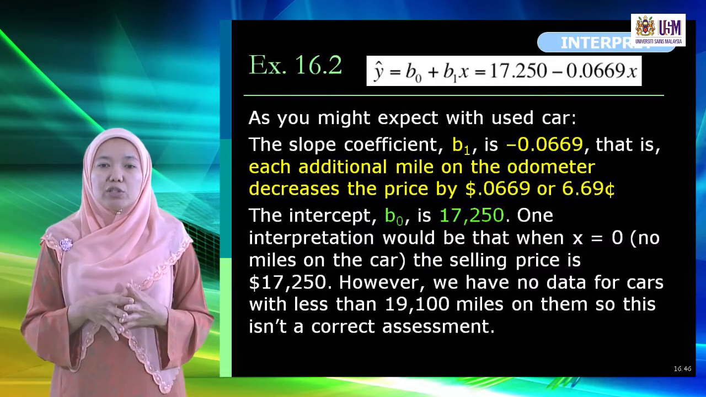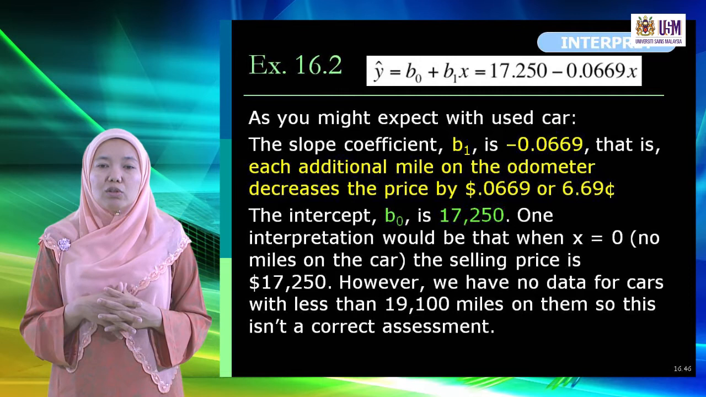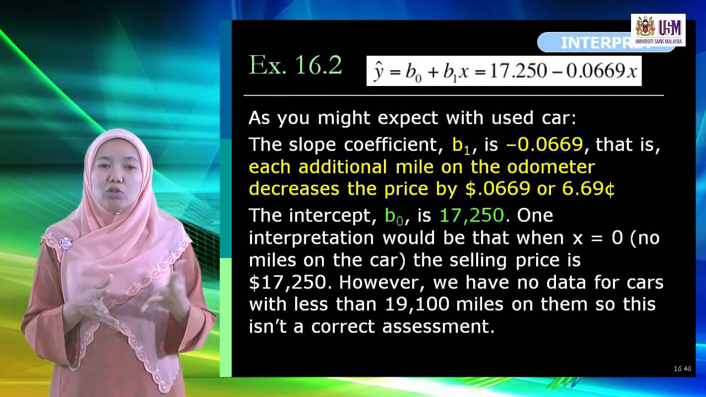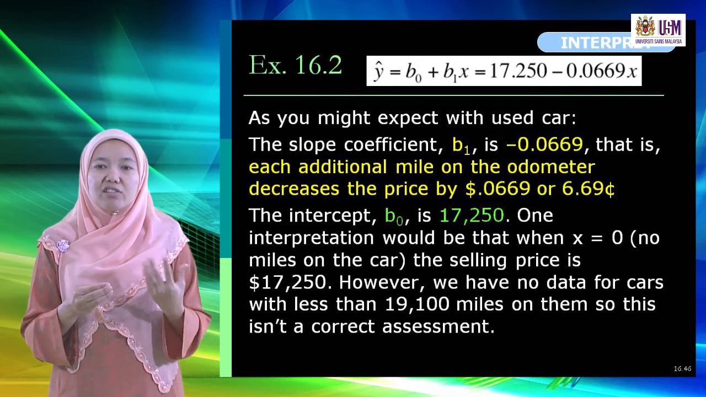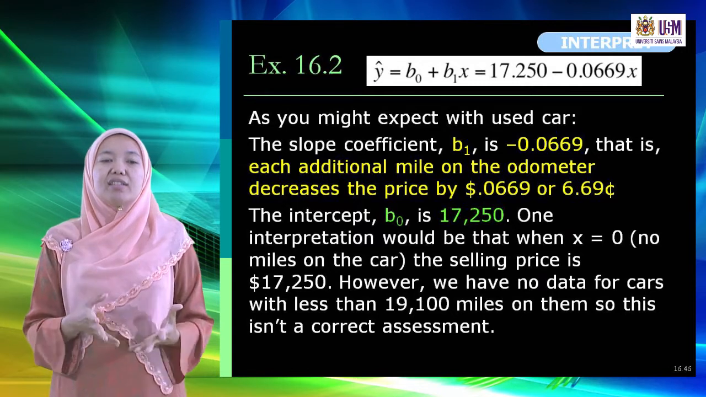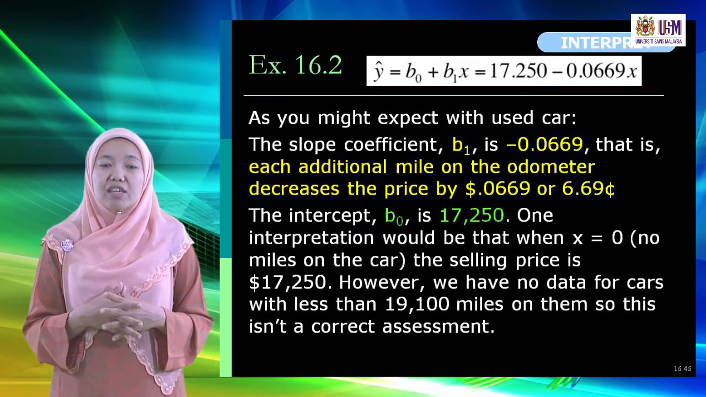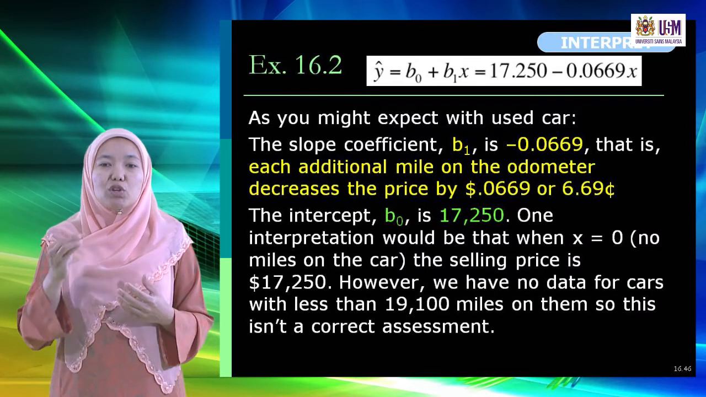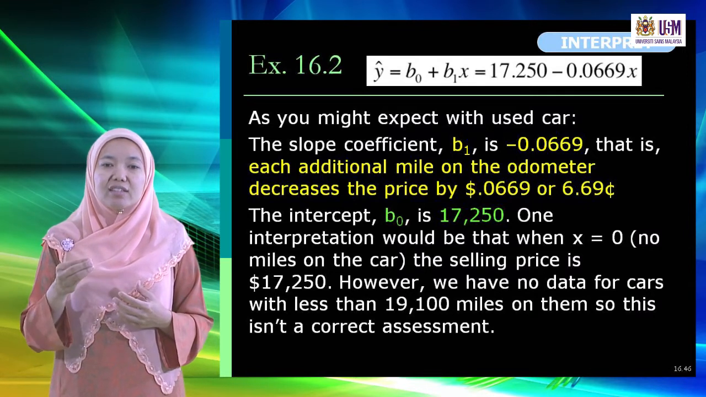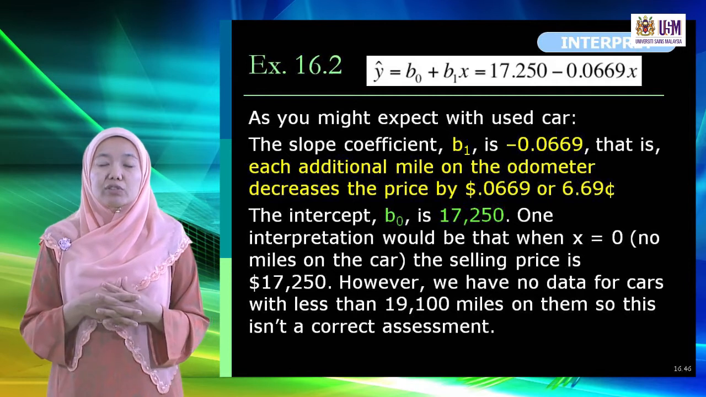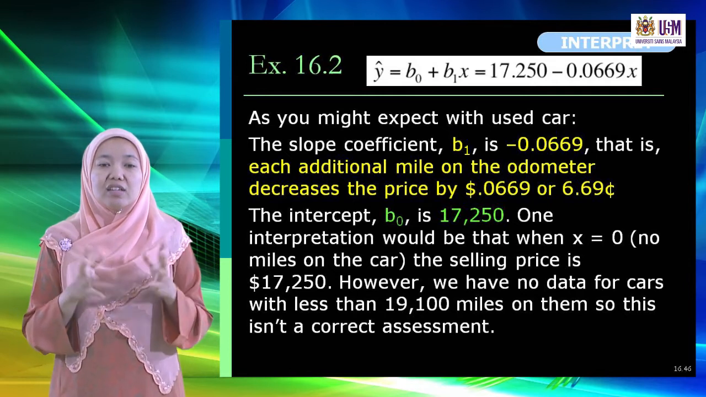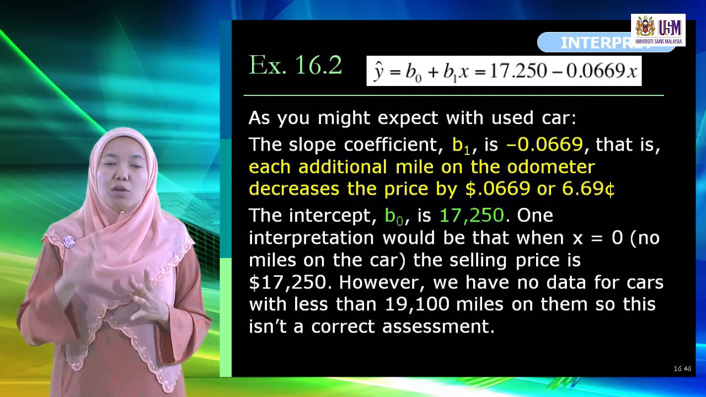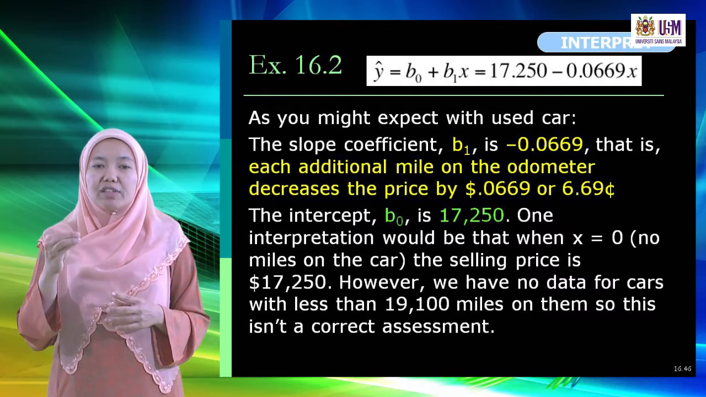So the interpretation would be that when X is 0, when we talk about a used car, even if the odometer reading is 0, the selling price is 17,250. It's already reduced in value. However, we have no data for cars with less than 19,100 miles on them. So this isn't a correct assessment, so it's not important in terms of interpretation of the intercept.